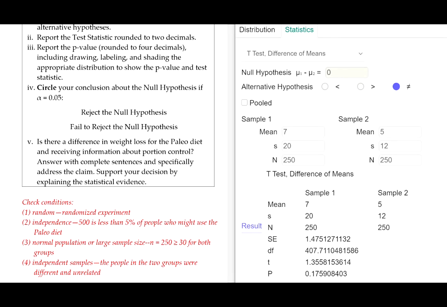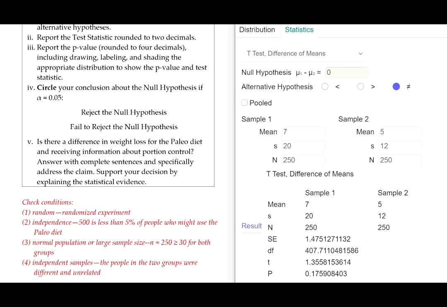This is random because we have a randomized experiment. The researchers randomly divided the volunteers into two groups. We need independence in our observational units. Our 500 individuals is less than 5% of all people who might use the paleo diet or be in a control group, and so therefore we have independence of the data values. Number 3, normal population or large sample size for both groups. So we're taking the 500 individuals and dividing them up into two groups of 250 each, which is at least 30 for both of our groups.